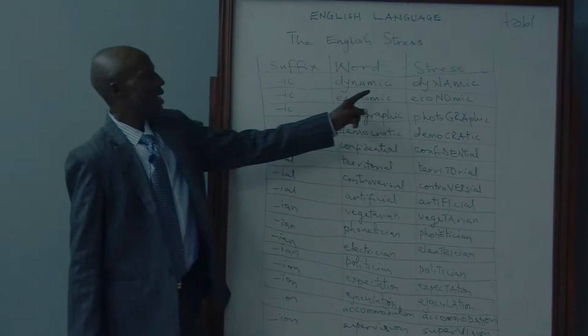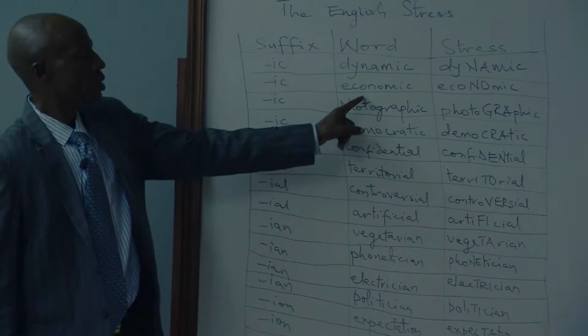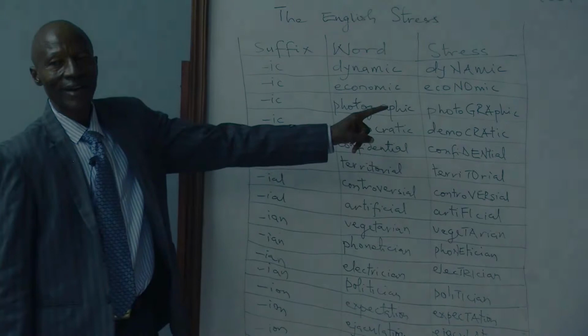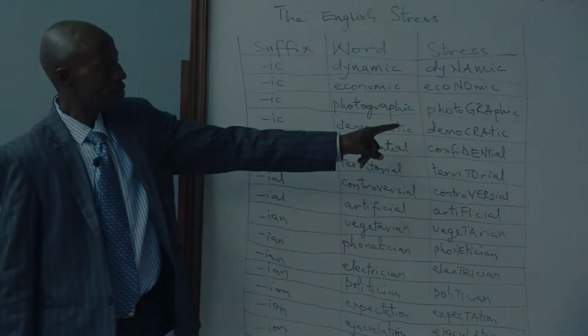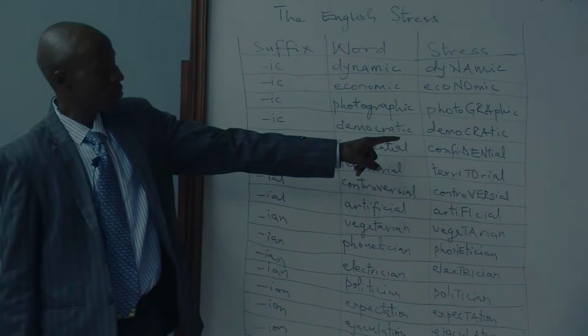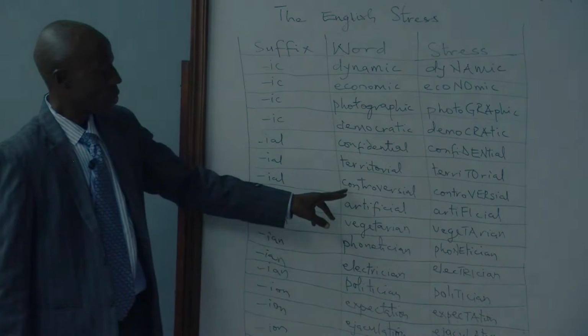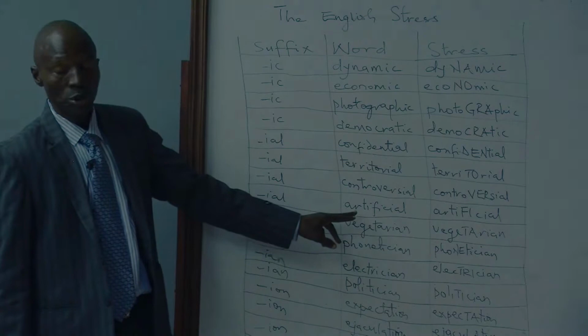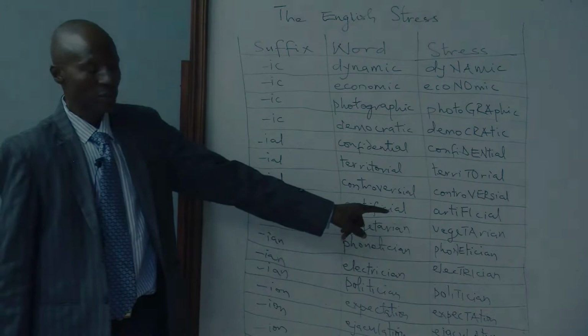Dynamic. It's the second syllable that receives the stress. Economic. It's the second that receives the stress. Photographic. It's the gra that receives the stress. Democratic. It is the cra that receives the stress. Confidential. It is the den that receives the stress. Territorial. It is the to that receives the stress. Controversial. It is the ver that receives the stress. Artificial. It is the fi that receives the stress. Vegetarian. It is the te that receives the stress.